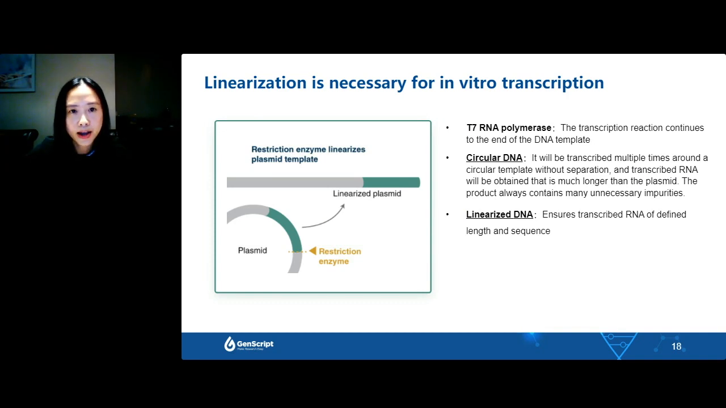Linearization is necessary for the in vitro transcription. First, we use a T7 RNA polymerase. The transcription reaction continues to the end of the DNA template. If it's a circular DNA, it's like no beginning and no end, so the product always contains many unnecessary impurities. Then we use an enzyme to cut the plasmid into a linearized form, so it ensures the transcribed RNA is of defined length and sequence.